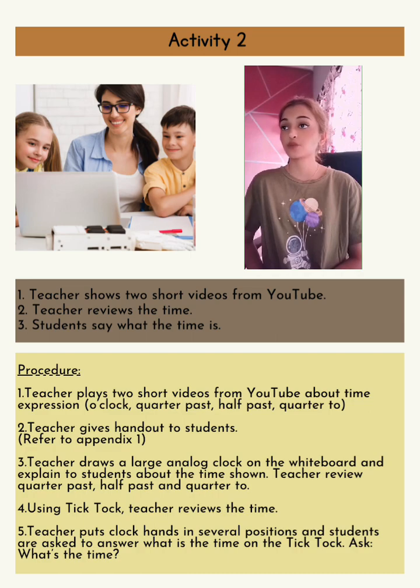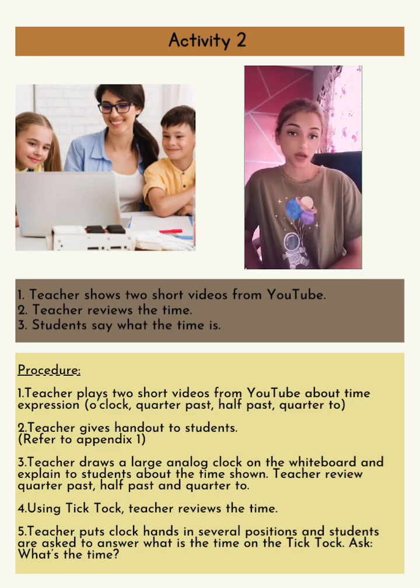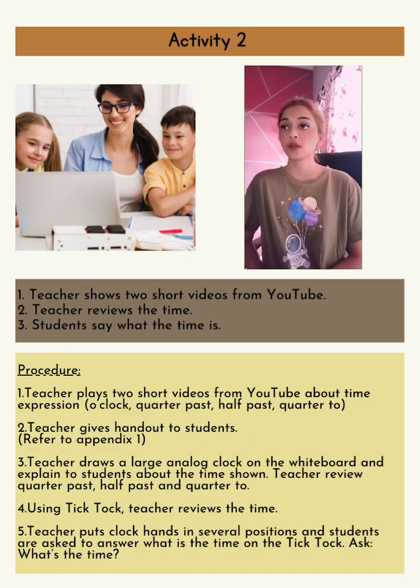And the second step would be teacher gives handout to students by teaching them how to look at a clock and how to read a clock. And step 3 would be teacher draws a large analog clock on the whiteboard and explains to students about the time shown. Teacher reviews quarter past, half past and quarter to.